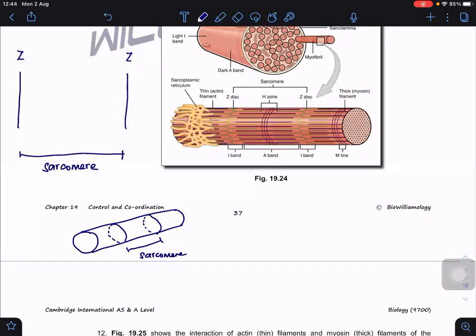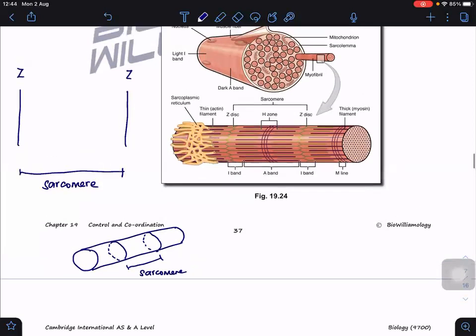This Z line is very important because Z lines are going to hold the thin actin filaments. So you can see the thin actin filament, too long. Thin actin filament, thin actin filament. I use a different color for this. So this is a thin actin filament.